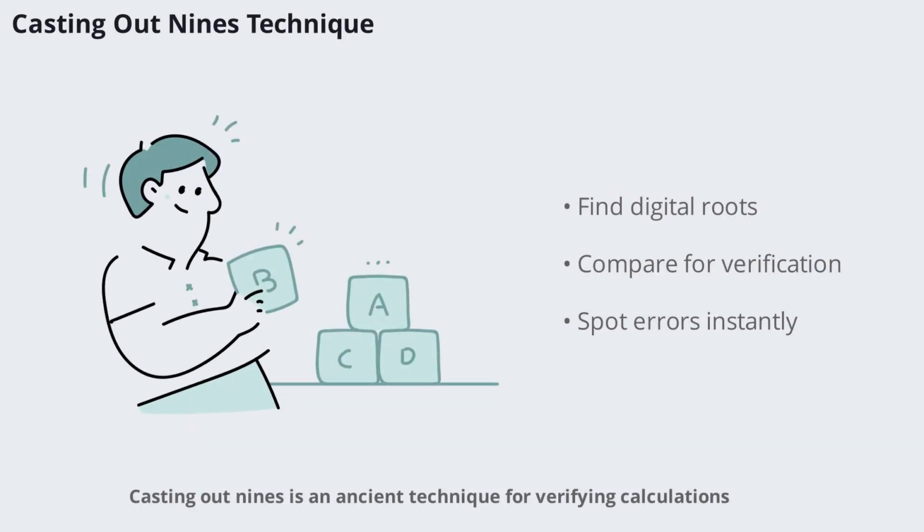Casting out nines is an ancient technique for verifying calculations. After finding the digital root of your answer, compare it to the digital root of the original numbers. If they don't match, there's a mistake. This method is especially useful for checking multiplication and addition problems quickly, helping you avoid costly errors.